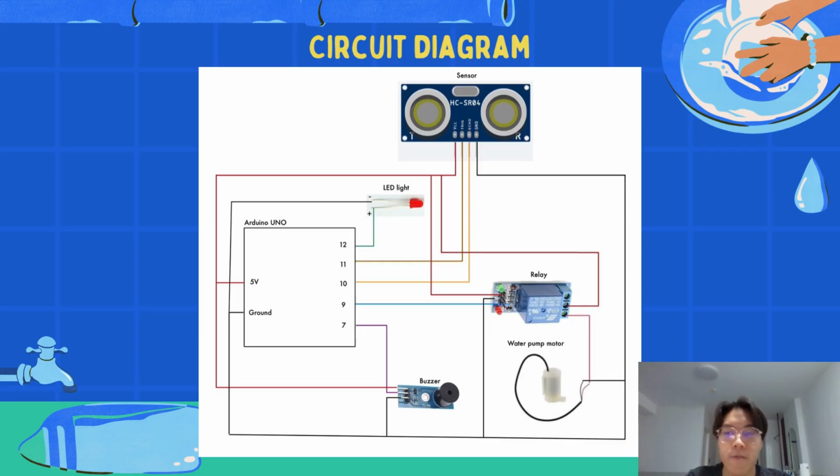And our power supply: the Arduino is powered using 5 volts. The water pump is powered by a separate power supply connected to the relay. All ground pins are connected together to complete the circuit. All of these components work together. When the sensor detects an object, the Arduino turns on the pump, LED, and buzzer. When the object goes away, it turns everything off again.